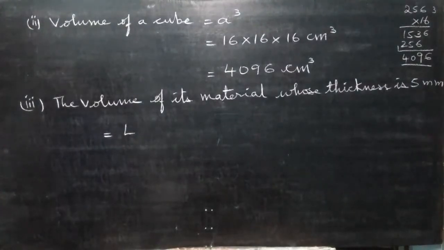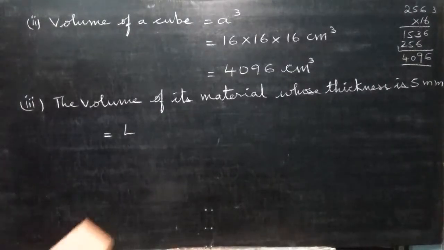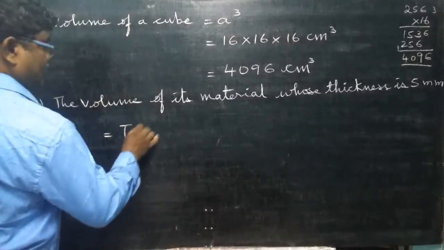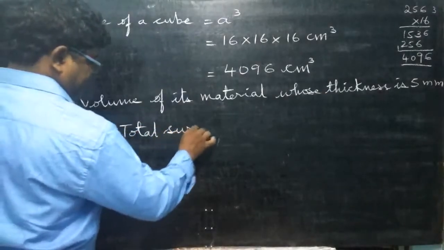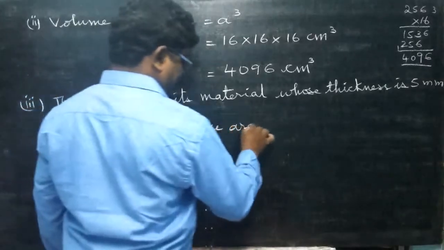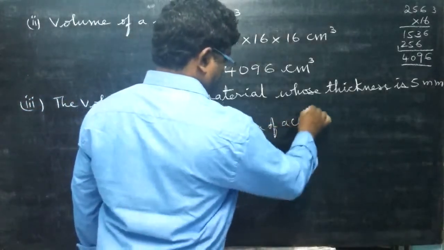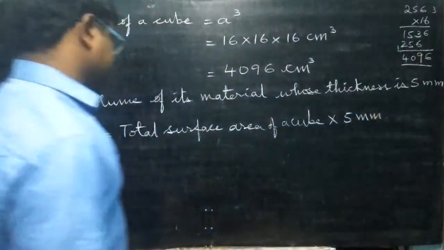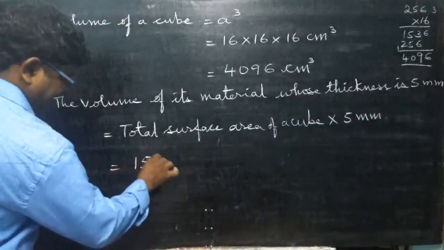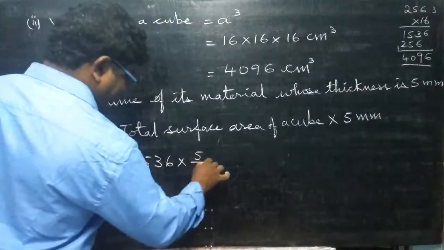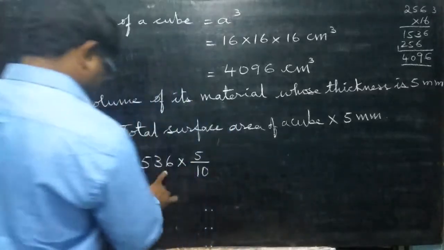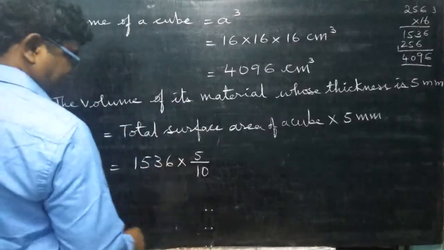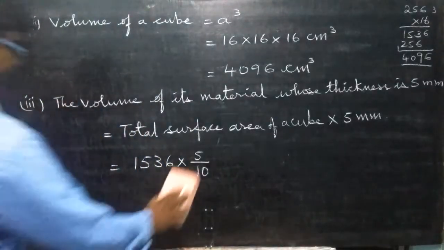It's given already, the total surface area. Total surface area into 5 millimeters, into the thickness. 1536 into 5 by 10 centimeters, because this is in centimeters. I am converting this also into centimeters. So here centimeter square is there. Better to write units, then you will understand.